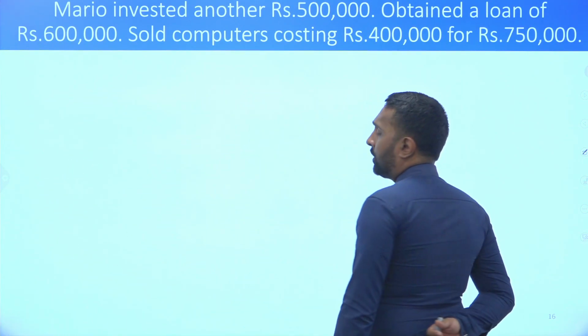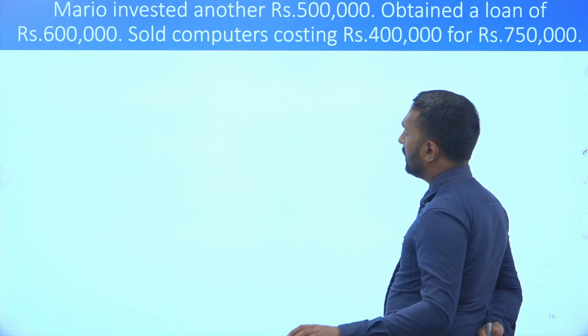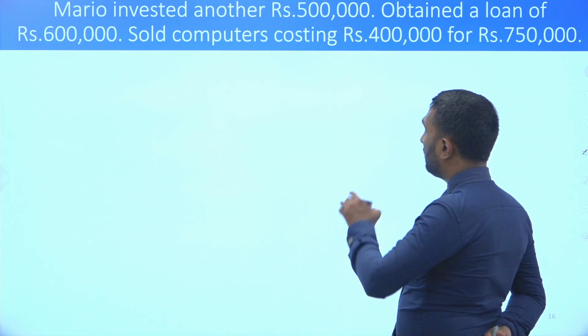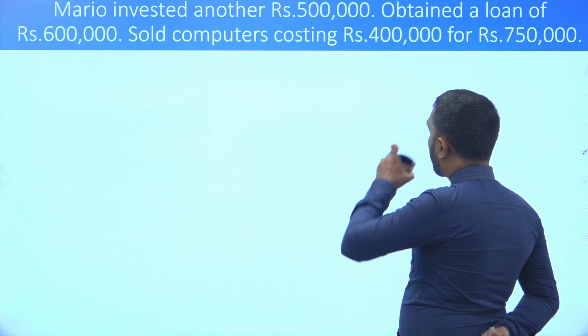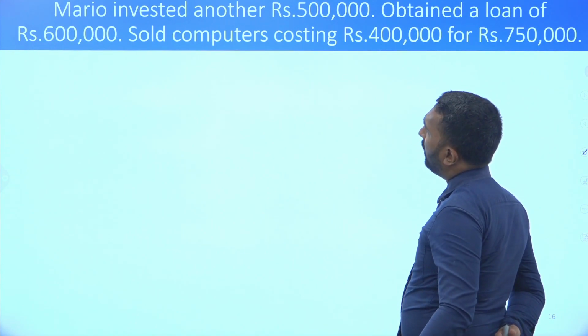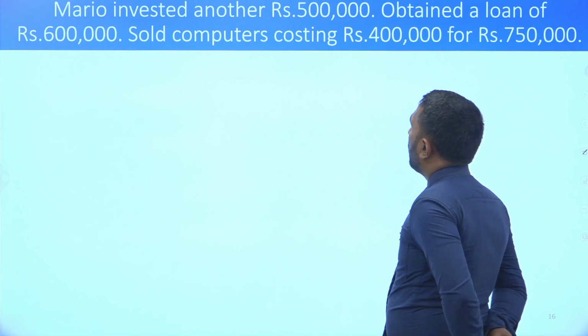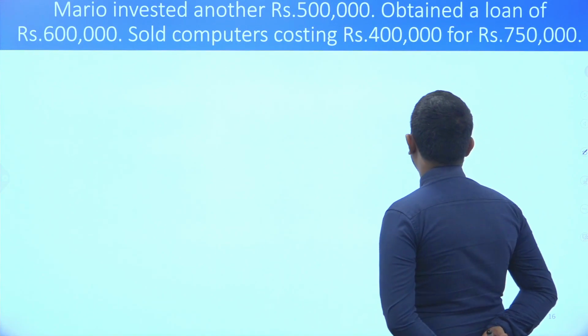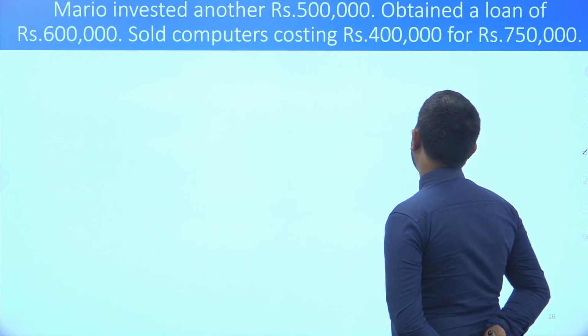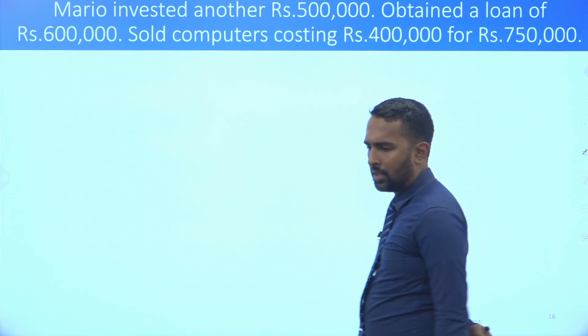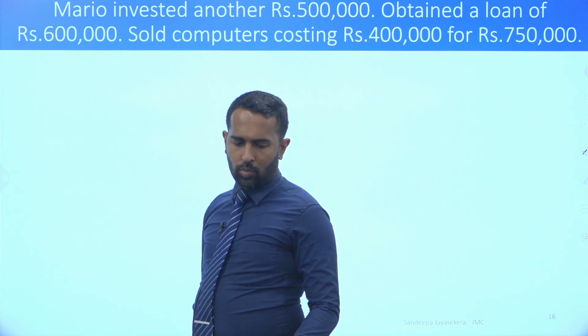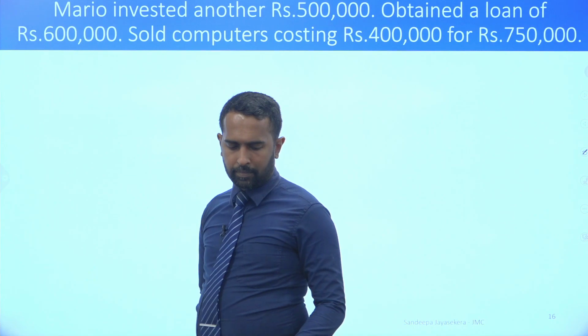Okay, we got another transaction. Mario invested another 500,000. Okay. Business has obtained a loan of 600,000. Loan එකක් කරන් තියෙනවා ලක්ෂ 6ක. Sold computers costing 400,000 for 750,000. හරිද? Right. චමති කොහොමද අපි මේ transaction එක දාන්නේ?